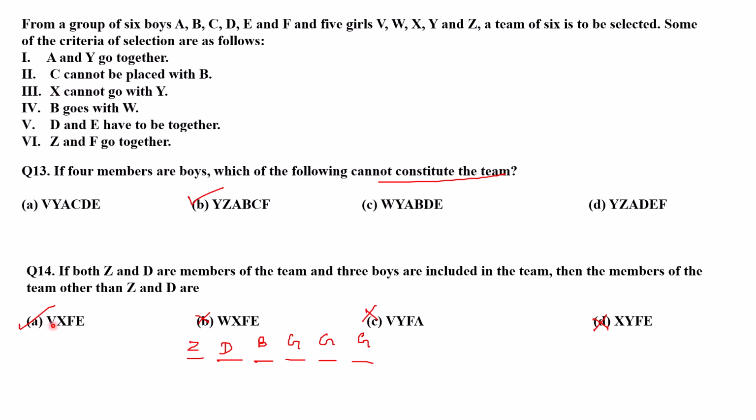X cannot go with Y, so X is there, Y is not there. And D and E have to be together, so if D is going, E is also going, isn't it? And Z and F go together, so Z is there, F is also there. It means this is the only correct team. So option A is the correct answer.